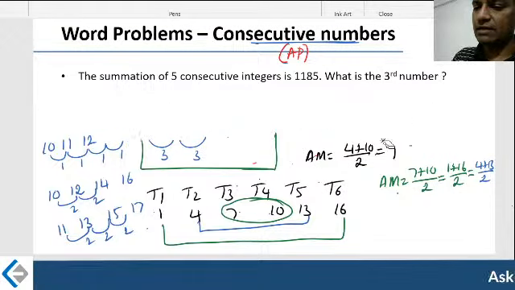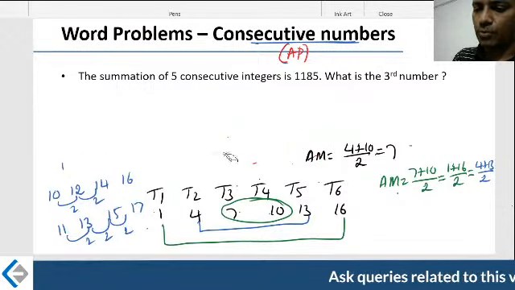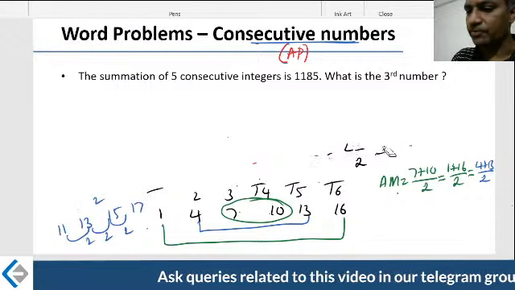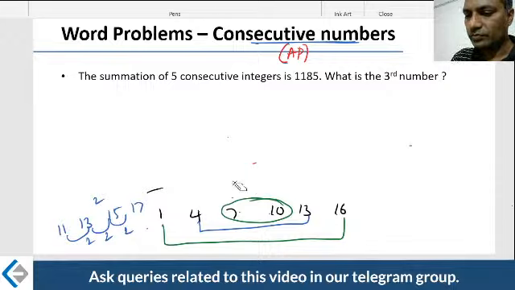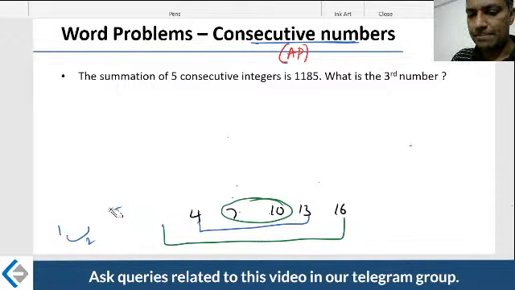Let's go ahead. Let's understand one more part before we deal with a couple of questions built on this consecutive nature. Before we deal with these questions, let me update you with one more point.